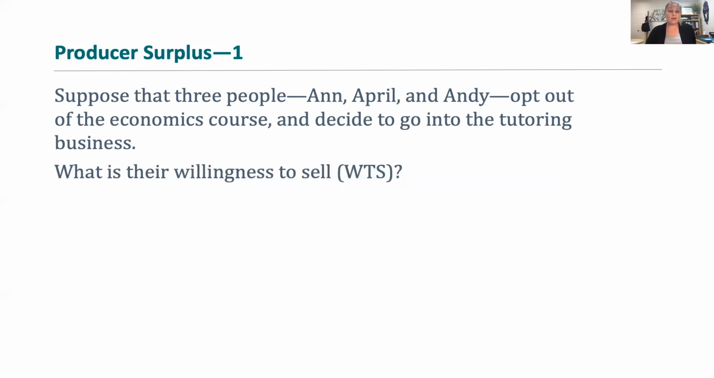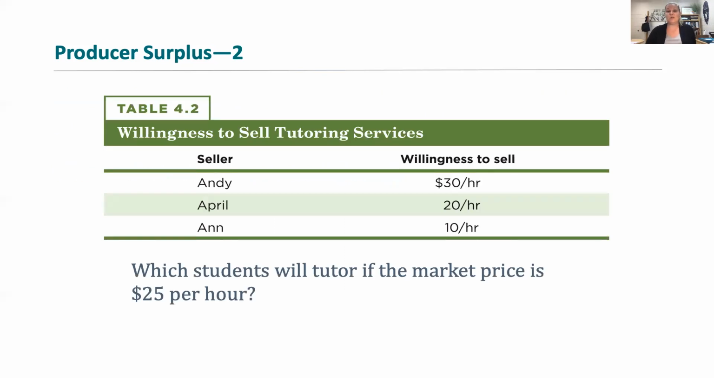So let's suppose we have 3 people who are going to produce something, Anne, April, and Andy. They opt out of taking the economics course because they already think they have enough economics knowledge, and instead they decide to go into the tutoring business and provide a service. Each individual will have their own personal willingness to sell. This is often determined by the quality of the good or the service that you're providing, what your other options are for what you could produce, as well as the opportunity cost. What is it that you're giving up by producing this service instead? So each individual has a personal willingness to sell.